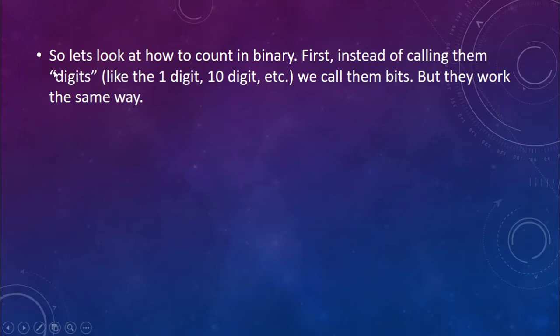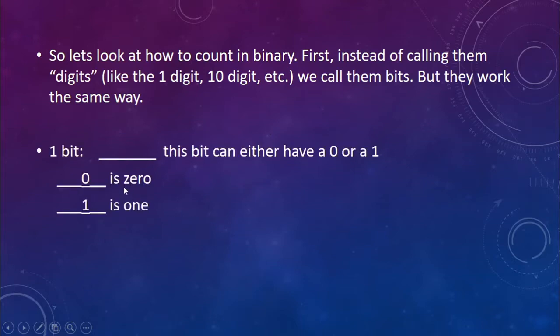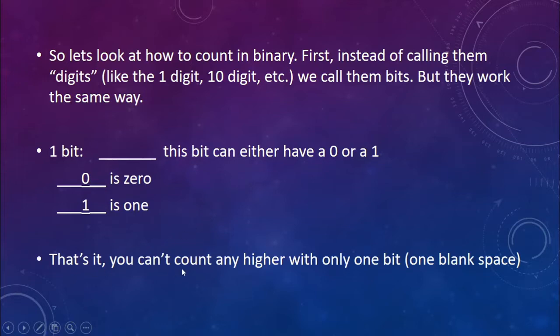And instead of calling them digits, like in normal numbers, we have the 1 digit, the 10 digit, etc., we call them bits. But they essentially work the same way. So, this one blank is like one bit, and it can either have a 0 or a 1. So if you have a 0 there, it's 0. If you have a 1 there, it's 1. Pretty simple. And you can't count any higher with only one bit or one blank space. You can either have a 0 or you can have a 1, and that's it.